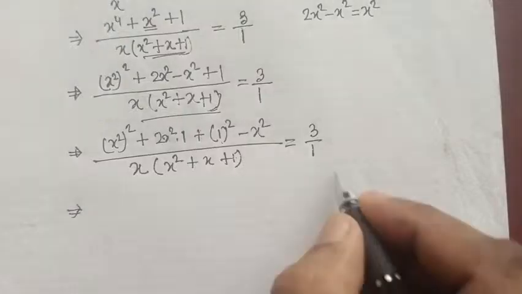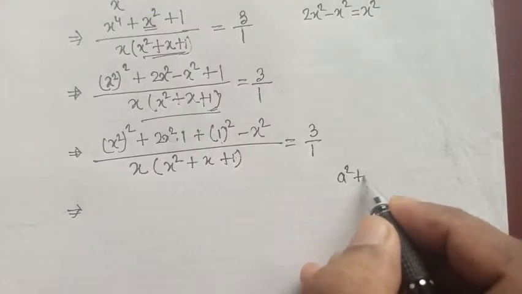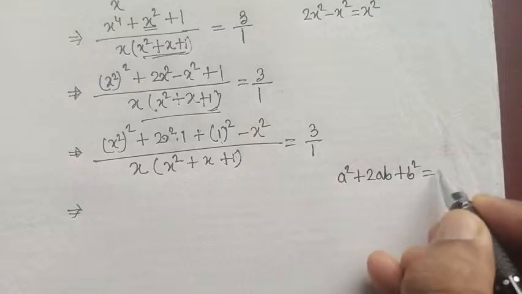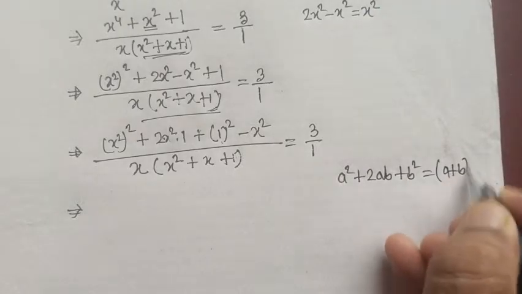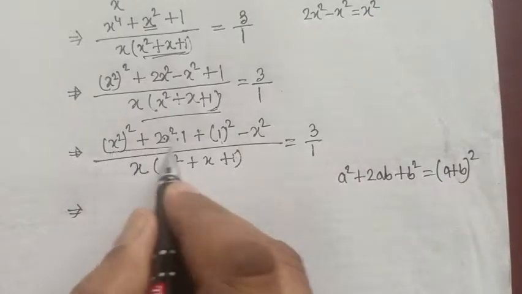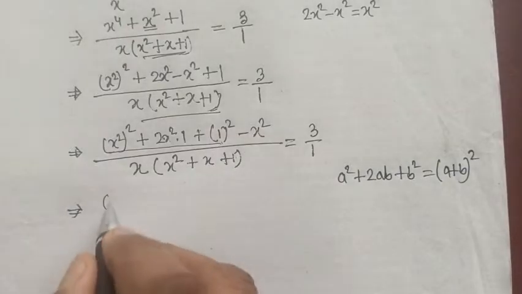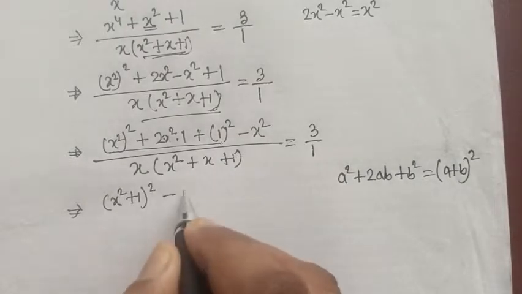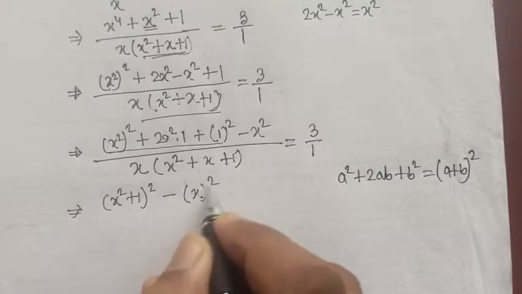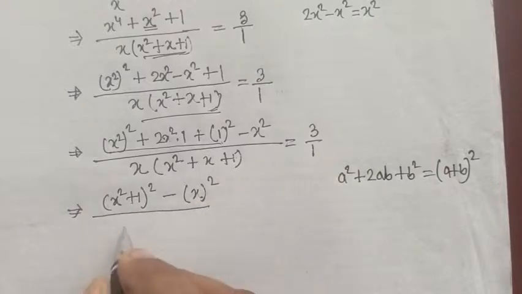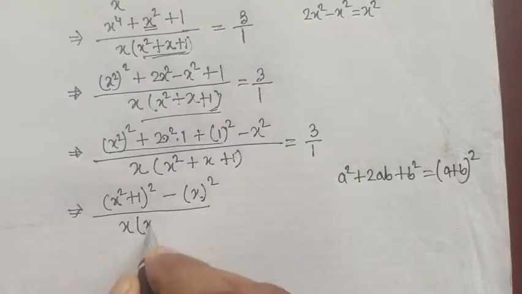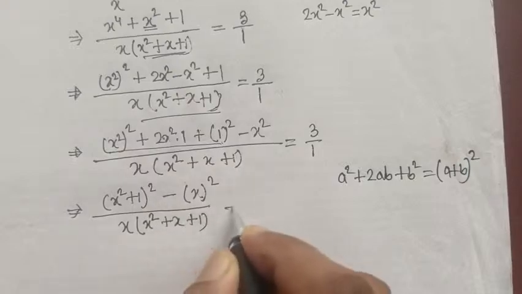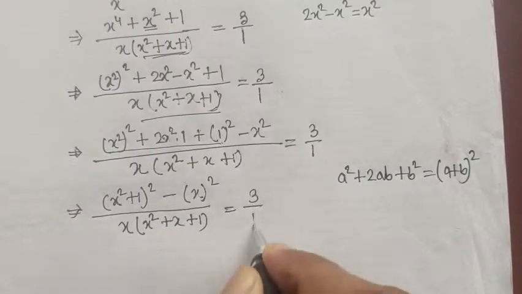Now we know the formula a squared plus 2ab plus b squared is equal to a plus b whole squared. So we can write the expression here: x squared plus 1 whole squared minus x squared, and the denominator will be the same, and it will be 3 by 1.